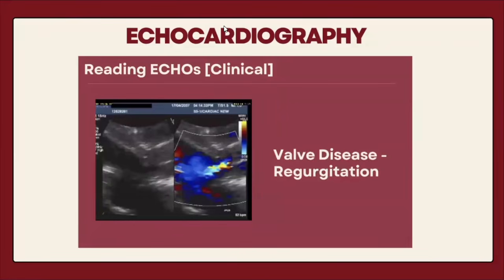Moving on, as we mentioned, blue is for the things that are moving away from the probe, red is for ones that are coming to it. But if you see yellow and green, which you do here, this is regurgitation or stenosis valve disease. You might not always need to know the specifics, but always know it's valve disease. Moving on.